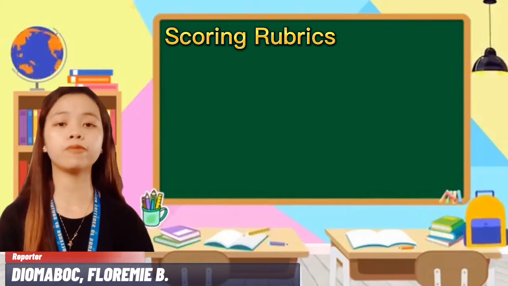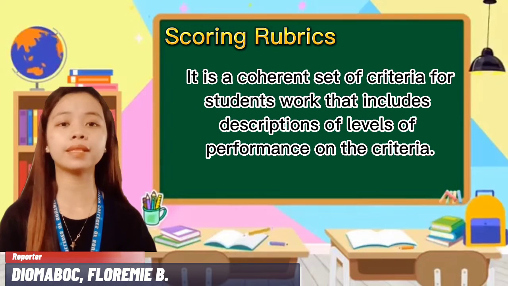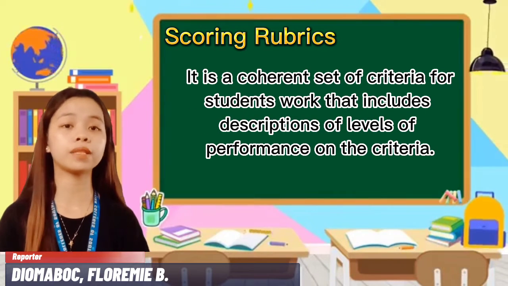So for today, me and Ms. Martes will discuss scoring rubrics. So first, what is a scoring rubric? It is a coherent set of criteria for students' work that includes descriptions of levels of performance on the criteria.